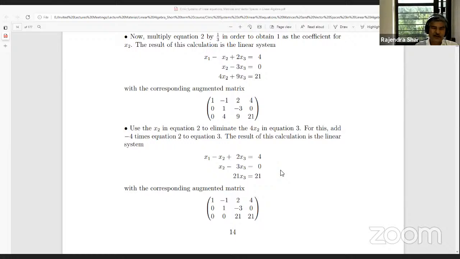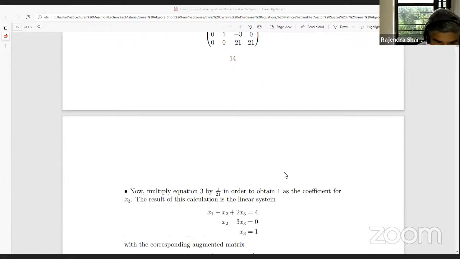Take one more step. Use x2 in equation 2 to eliminate 4x2 from equation 3. For this, add minus 4 times equation 2 to equation 3. The first two equations stay because nothing is being done with them: x1 minus x2 plus 2x3 is 4, and x2 minus 3x3 is equal to 0. The third changes; it doesn't have any more x2, so 21x3 is equal to 21. The corresponding augmented matrix is 1, minus 1, 2, 4, 0, 1, minus 3, 0, 0, 0, 21, 21.